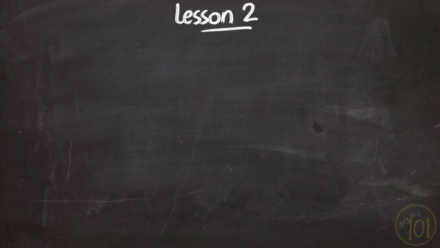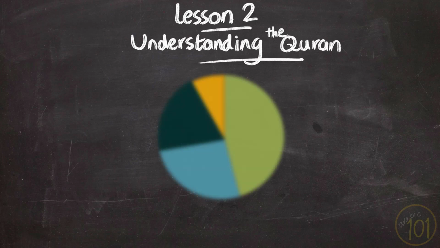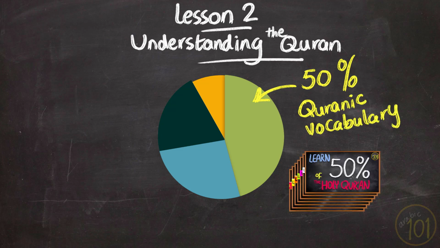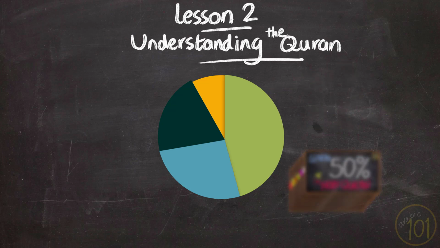Welcome to Lesson 2 of How to Understand the Quran series. In the course of 7 lessons, we managed, with the grace of Allah, to learn about 50% of the Quranic vocabulary. If you've missed that, make sure to check out the description for the link of the playlist. I highly recommend following these lessons if you haven't done that already before proceeding with this one.